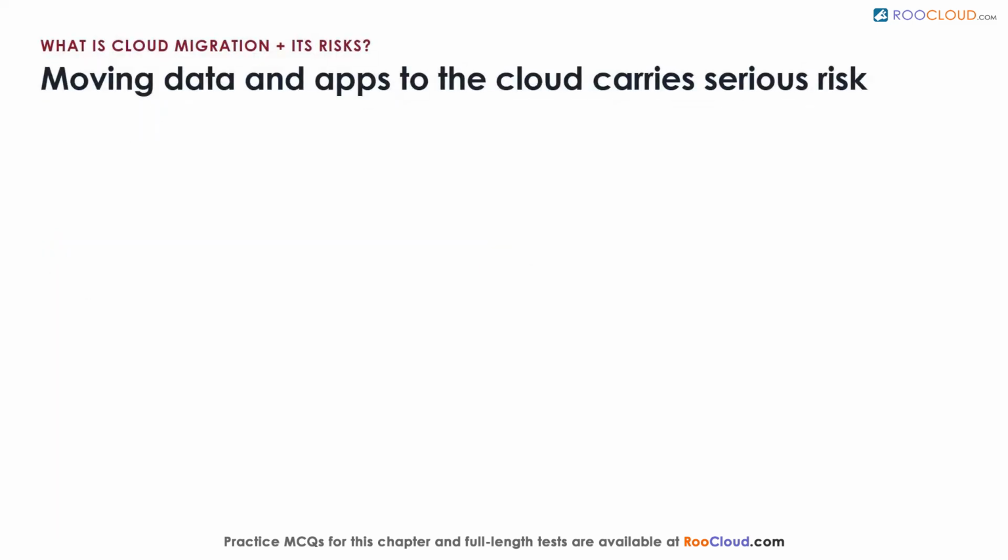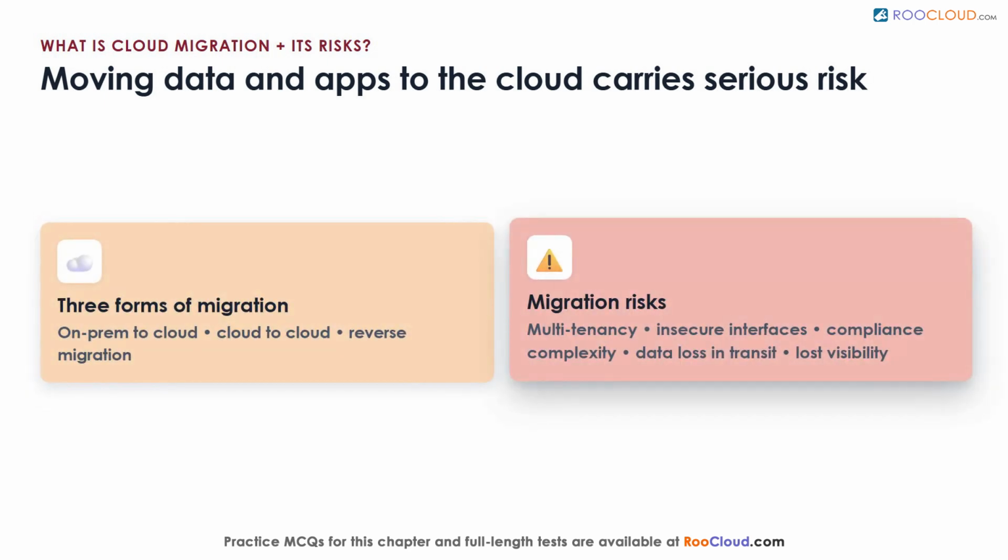What is cloud migration? It's moving your data and applications to cloud infrastructure. It takes three forms: on-premises to cloud, cloud to cloud, and even reverse migration back out. But the move carries serious risk. Multi-tenancy means you share resources with strangers. Insecure interfaces and weak access controls open doors. Compliance can get more complicated, not less. Data can be lost or corrupted in transit, and you lose visibility once the provider takes over.